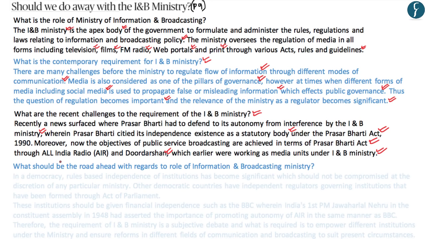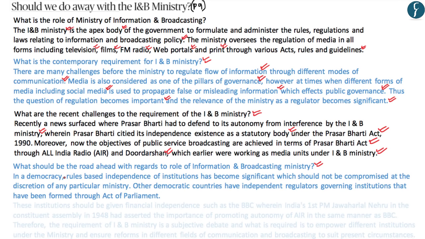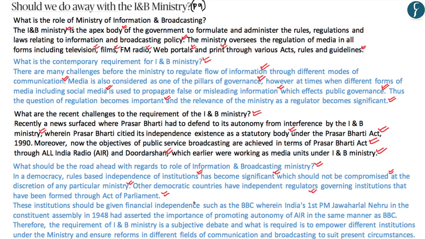Now the fourth and the last question is what should be the road ahead with regards to the role of the Information and Broadcasting Ministry. In a democracy, rule-based independence of institutions has become significant and should not be compromised at the discretion of any particular ministry. Other democratic countries have independent regulators governing institutions that have been formed through acts of parliament. And these institutions should be given financial independence such as the BBC of the United Kingdom, wherein India's first Prime Minister Jawaharlal Nehru, in a speech to the Constituent Assembly in 1948, had asserted the importance of promoting autonomy of All India Radio in the same manner as the BBC.